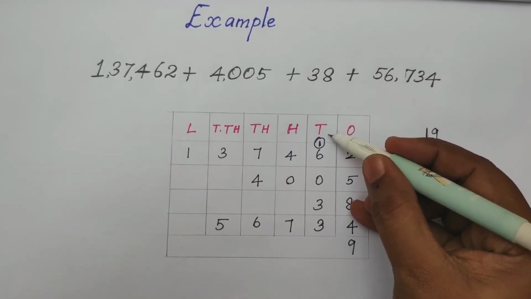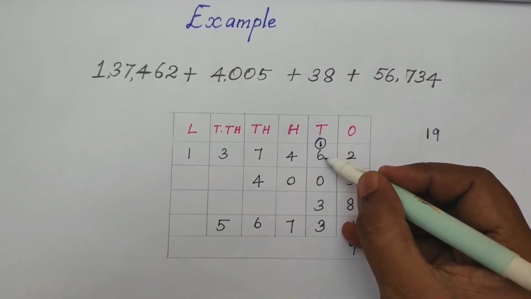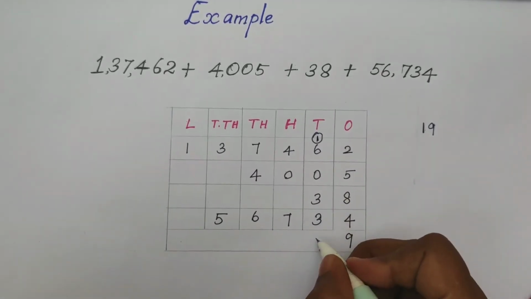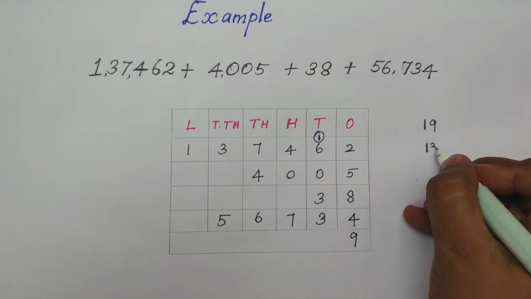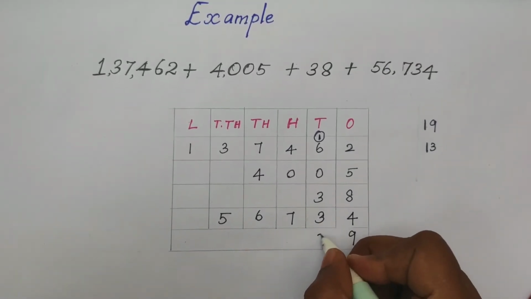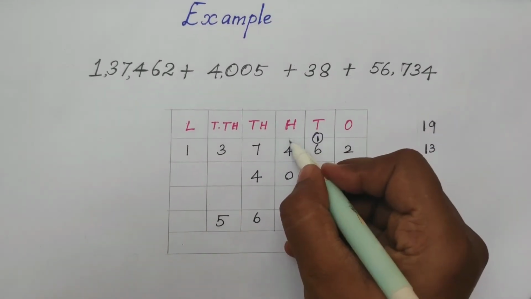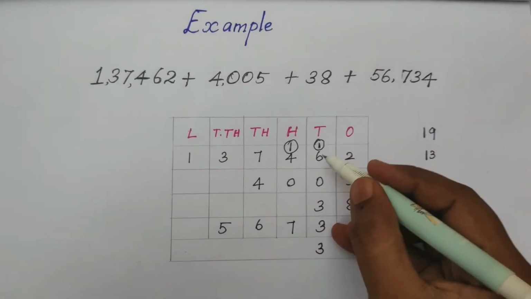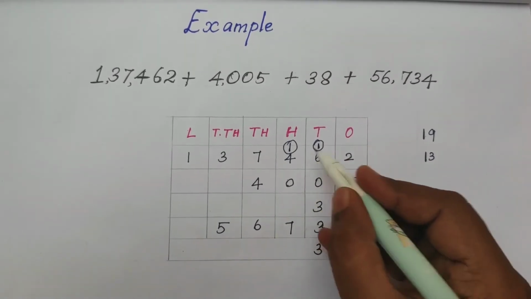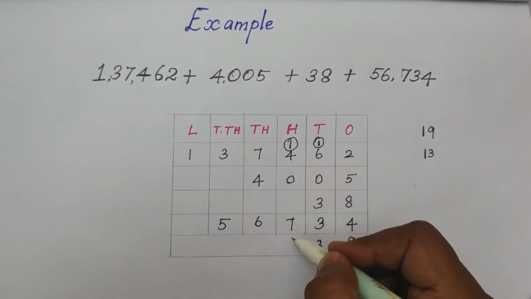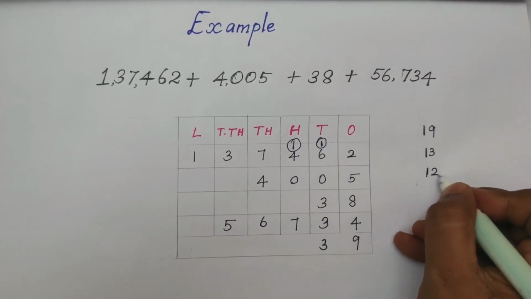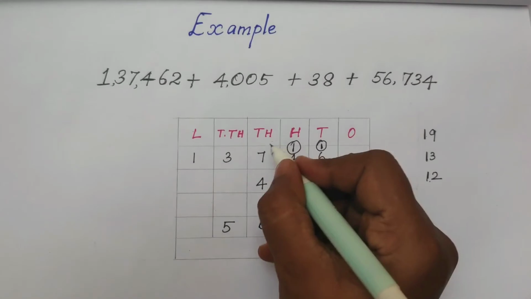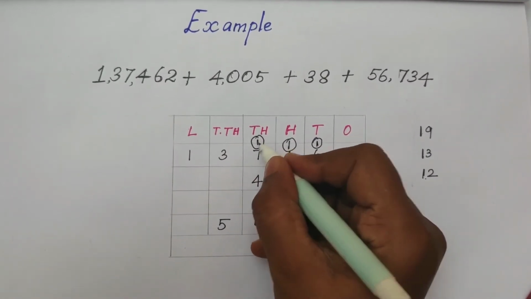Now let's count the tens column. 1 plus 6, 7. 7 plus 3, 10. 10 plus 3, 13. We will write 3 in tens place and 1 will carry forward to the hundreds place. Now let's count the hundreds column. 1 plus 4, 5. 5 plus 7, 12. In this 12 we will write 2 in hundreds place and this 1 will carry forward to the thousands place.